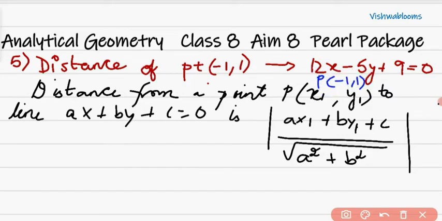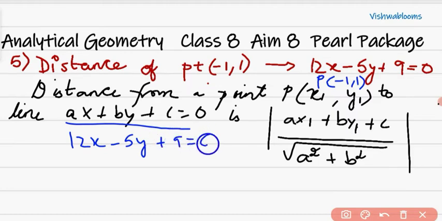Done. Next part is the line ax plus by plus c is equal to 0. In that we are just going to put the line, that is 12x minus 5y plus 9 is equal to 0. Now everything is done. We just have to substitute in the formula. But before that, we should find the values, right? We shall know the values, then only we will be able to understand it.